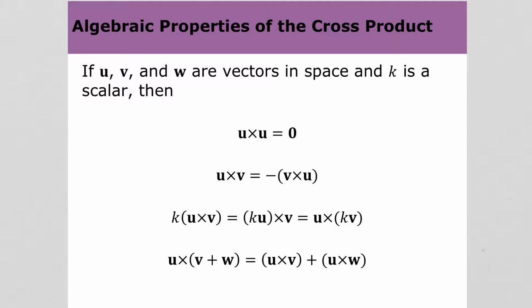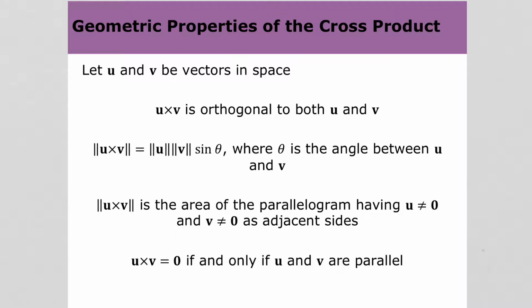So if you find the cross product of u and v and multiply it by k, that's the same thing as multiplying u by k and then cross product with v, or multiplying v by k and cross producting with u. Then this is true. u crossed with v plus w is the same as u crossed with v plus u crossed with w.